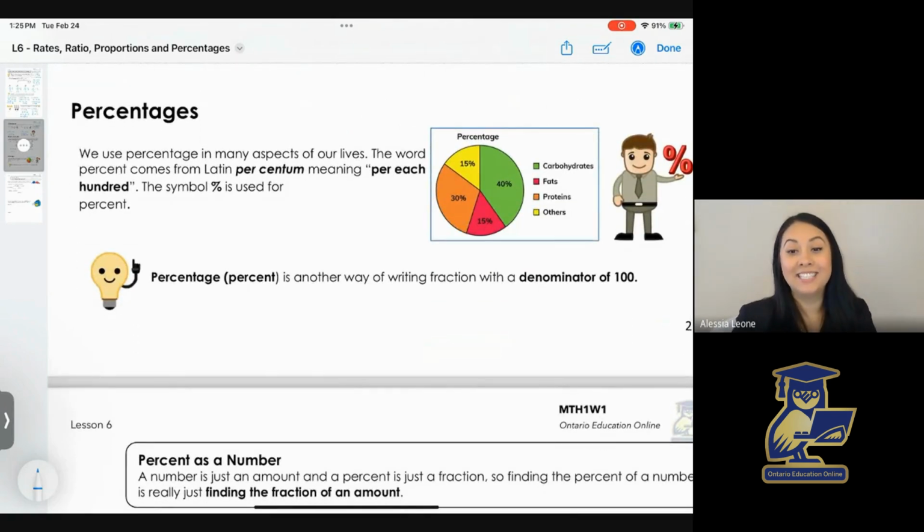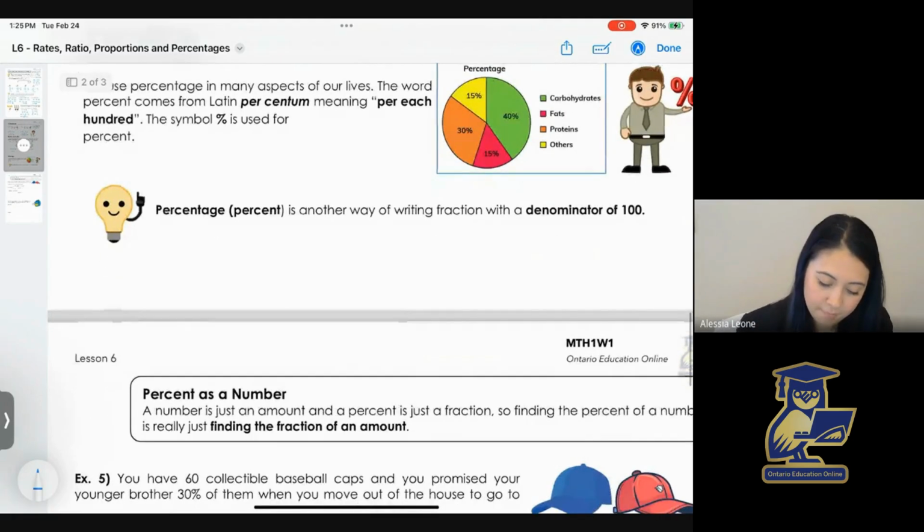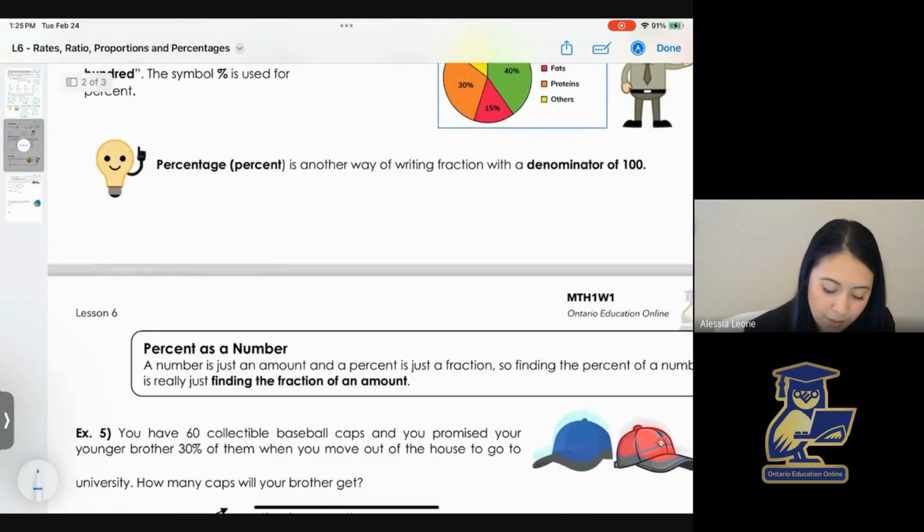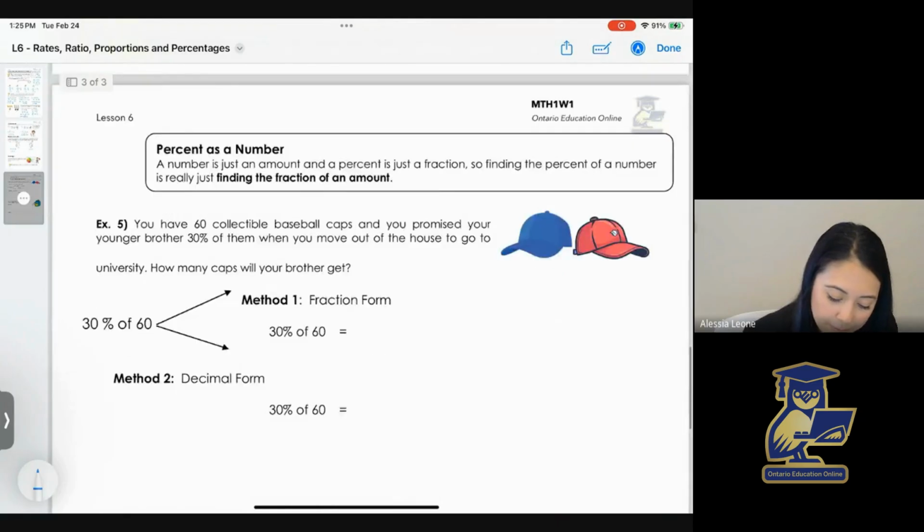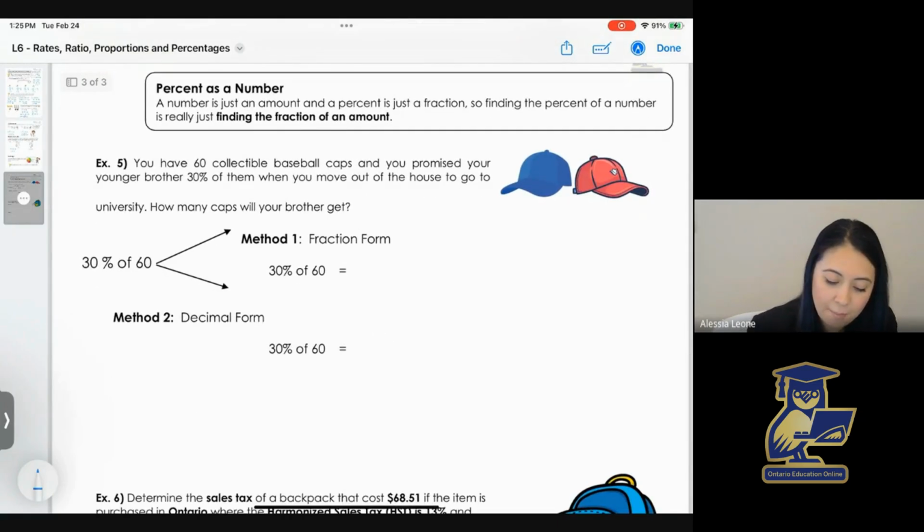Moving on to percentages. We use percentages in so many aspects of our lives. The word percent comes from Latin per centum, meaning per each 100. The percentage symbol is used when you're speaking about percentages. Percent is another way of writing a fraction with a denominator of 100. Percent as a number: a number is just an amount, and a percent is just a fraction. So finding the percent of a number is really just finding the fraction of an amount.